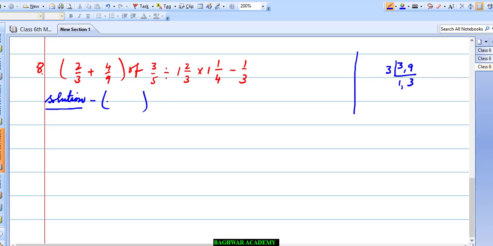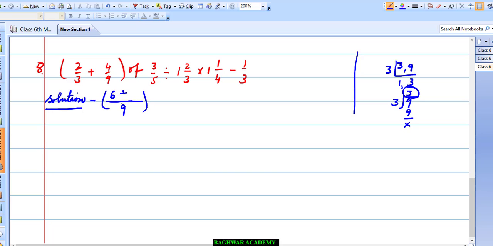So your LCM will be written in this way. Now this 9 is required to be divided by 3. So what will you get? 3 3s are 9, 3 you will get. This 3 is required to be multiplied with the numerator. In the numerator you have 2, so 3 2s are 6, you have got.